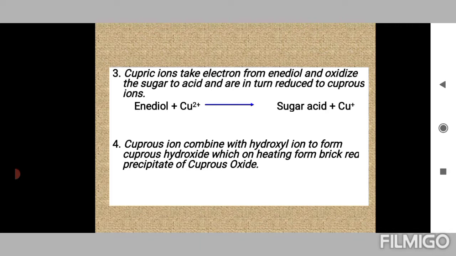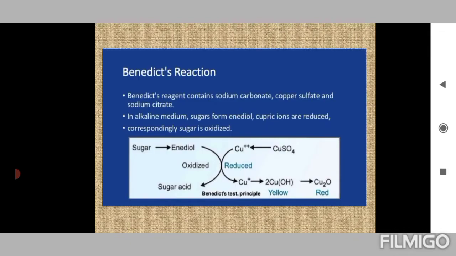Cuprous hydroxide has a yellow to orange color, which on further heating turns to brick red colored cuprous oxide, like this. So this is cuprous hydroxide formed. Then this is cuprous oxide, brick red color. Now this is why, for example, in Benedict's reaction we can see a play of colors. The reagent color changes from blue to green to yellow to orange to red. So this is the basis of Benedict's reaction also.